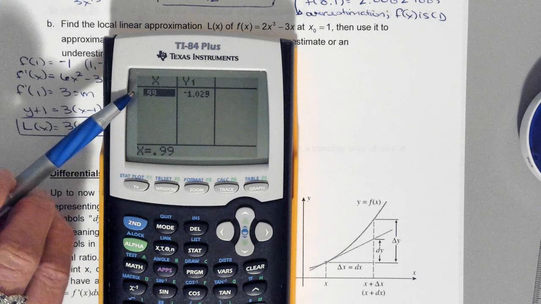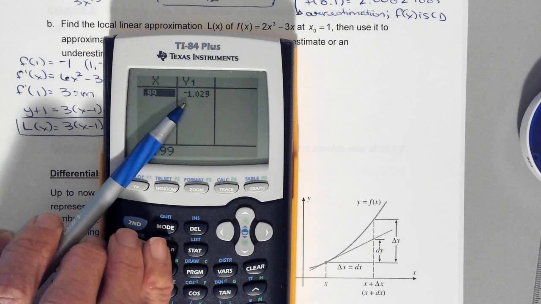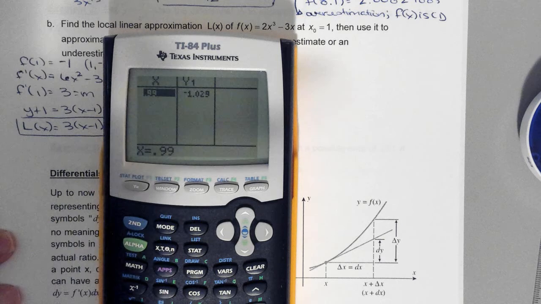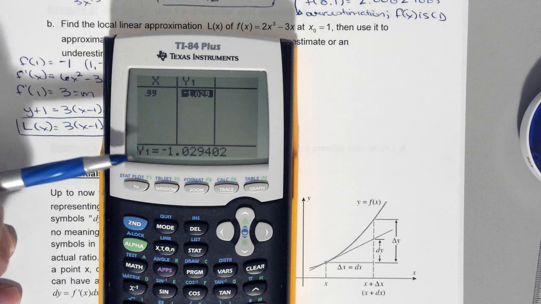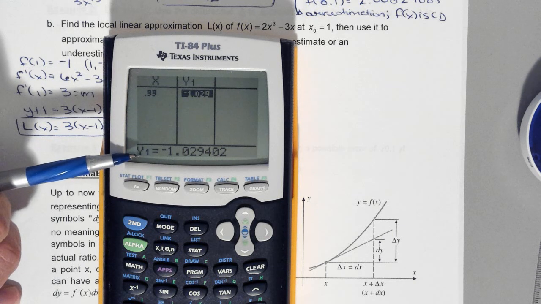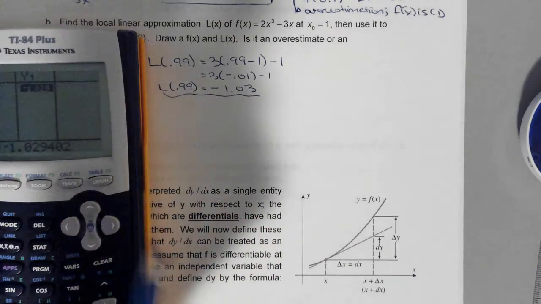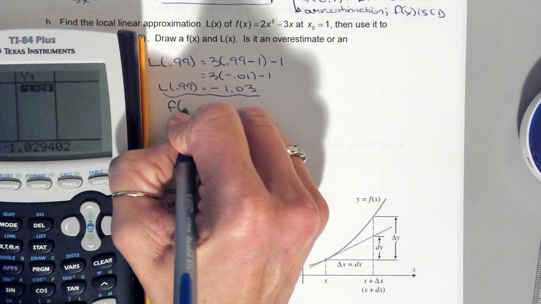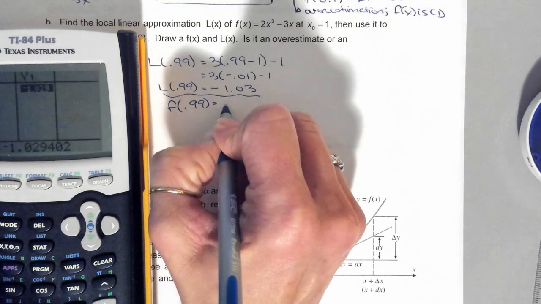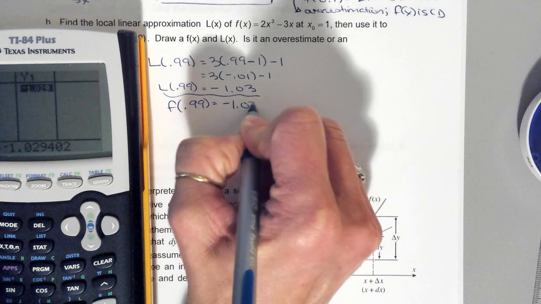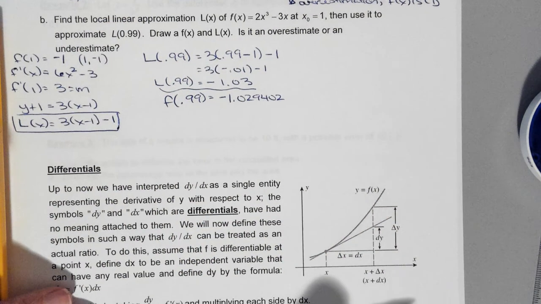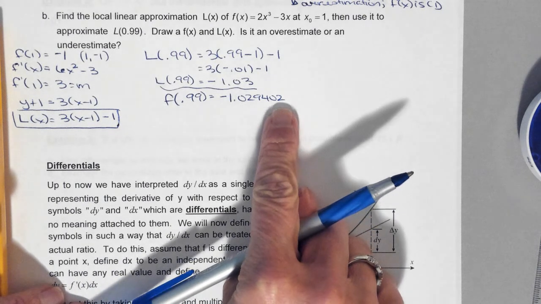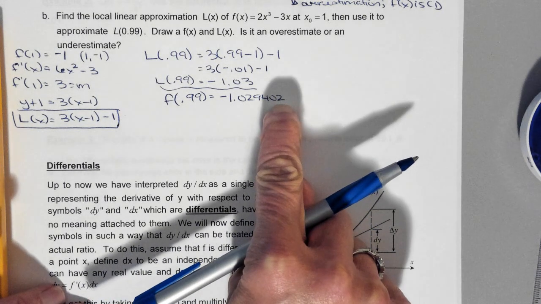I already plugged it in. Now, if I look here, I don't have very many decimal places. However, if I move this cursor over and I highlight this, it takes it out further so I can compare. Does everyone see what I just did? Okay, so now, when I evaluate f of 0.99, I get negative 1.029402. That's out far enough where I can compare. So if you need to make a note here, we found this in the calculator.